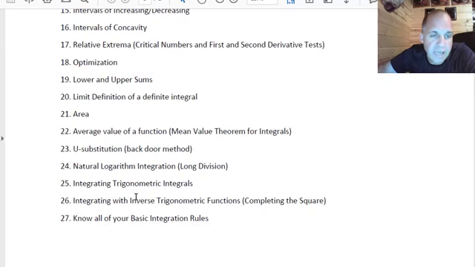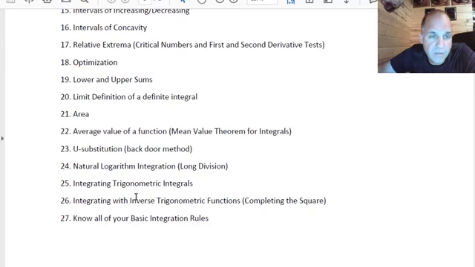Make sure you can find the average value of a function. That's using the mean value theorem for integrals. f of c is equal to 1 divided by b minus a times the integral from a to b of f of x dx, that average value on a particular interval.